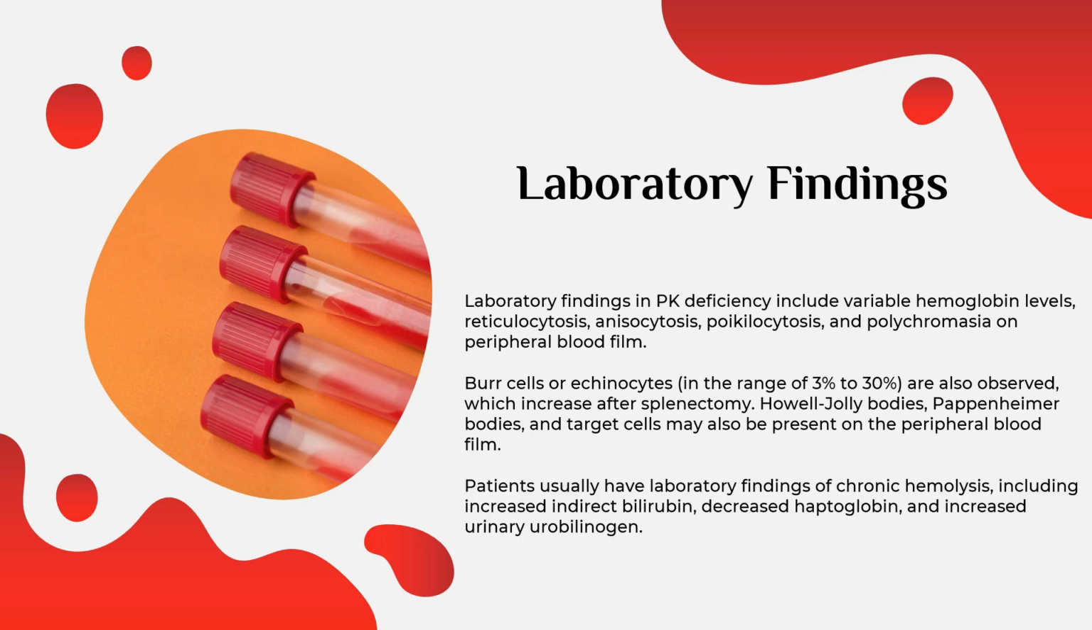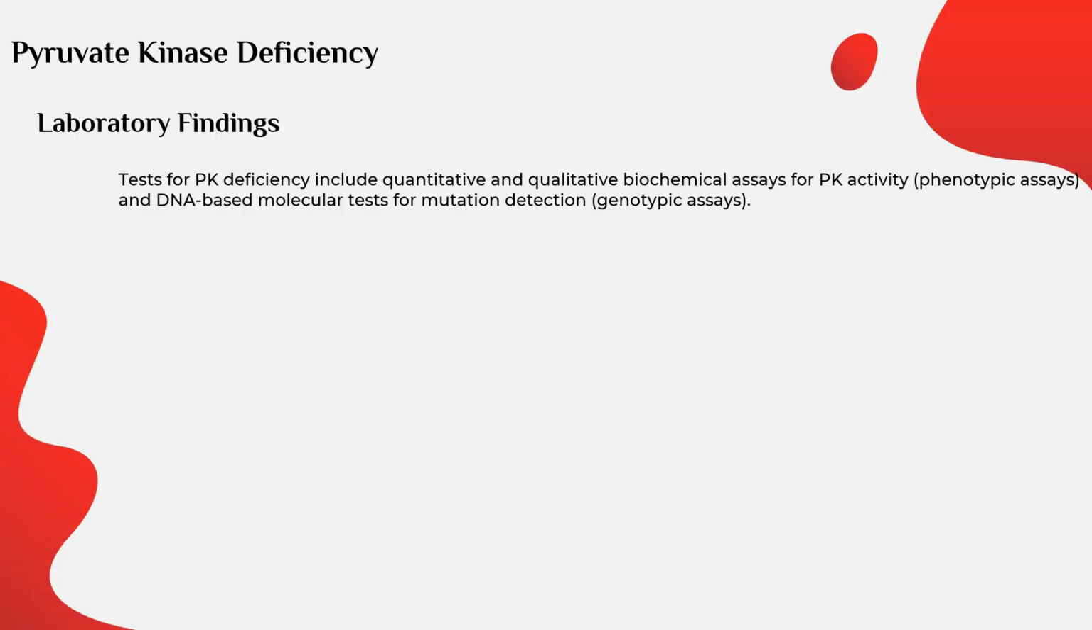Patients usually have laboratory findings of chronic hemolysis, including increased indirect bilirubin, decreased haptoglobin, and increased urinary urobilinogen. The WBC and platelet counts are normal or slightly increased. Tests for PK deficiency include quantitative and qualitative biochemical assays for PK activity, phenotypic assays, and DNA-based molecular tests for mutation detection, genotypic assays.